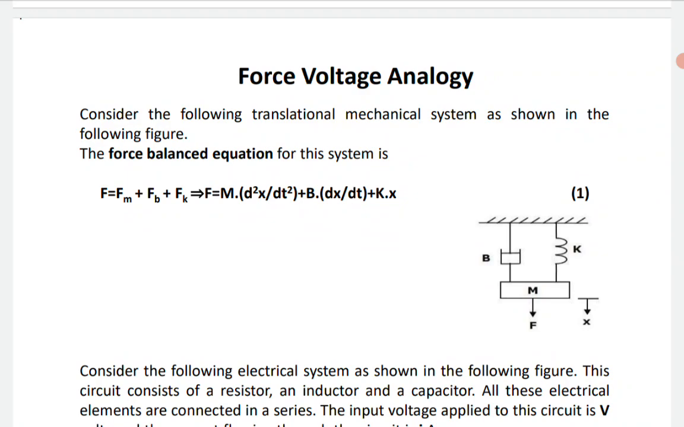So from the concept of previous discussions, we can write the force balance equation for the system by summing the individual forces. That means the force due to the mass M, the force due to the damper B, and the force due to the spring constant K. So the force balance equation for this system will be F is equal to F suffix M plus F suffix B plus F suffix K. So it will be F is equal to M into d2x by dt square plus B into dx by dt plus K into x, and that is denoted by 1.